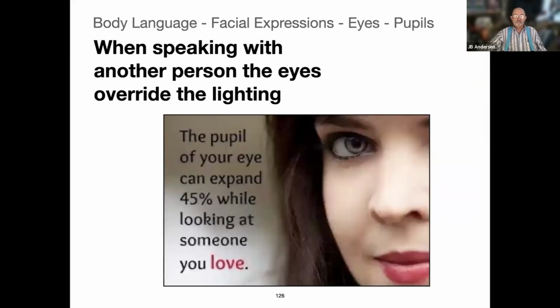However, when you're speaking with another person, your eyes override what the lighting is. You're concentrating on the person and your eyes are adjusting to that individual. The pupil of the eye can expand up to 45% while you're looking at someone you love. So that means you can go from 1 to 1.5 in terms of size of the pupil when you're looking at someone you care about.